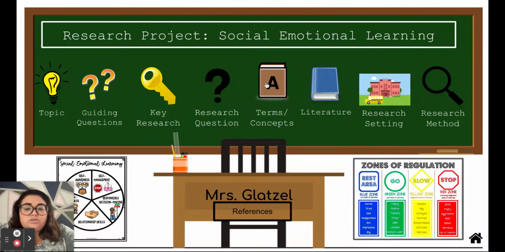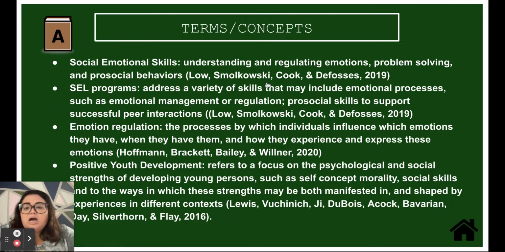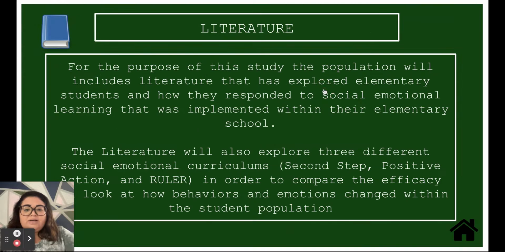Let's move on to the terms and concepts. So, a couple of terms that I've come across in almost all of my research so far include social emotional skills, SEL programs, emotion regulation, positive youth development. And you can go ahead and read those definitions, but those seem to be a defining factor in my research. And I'm sure this list will grow as I research more. Let's move on to the literature.